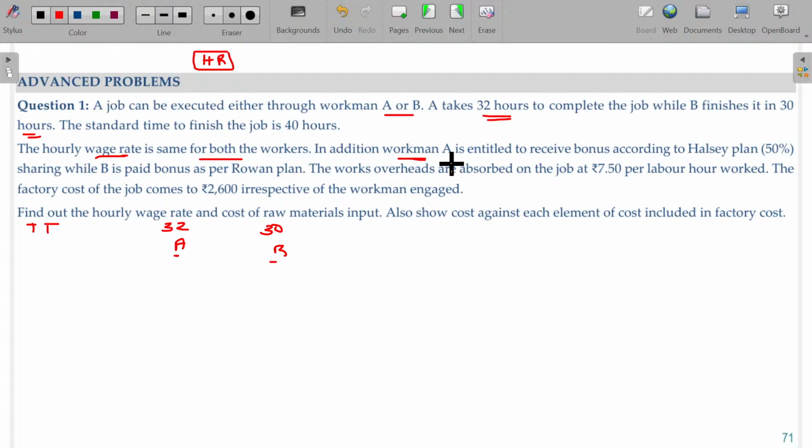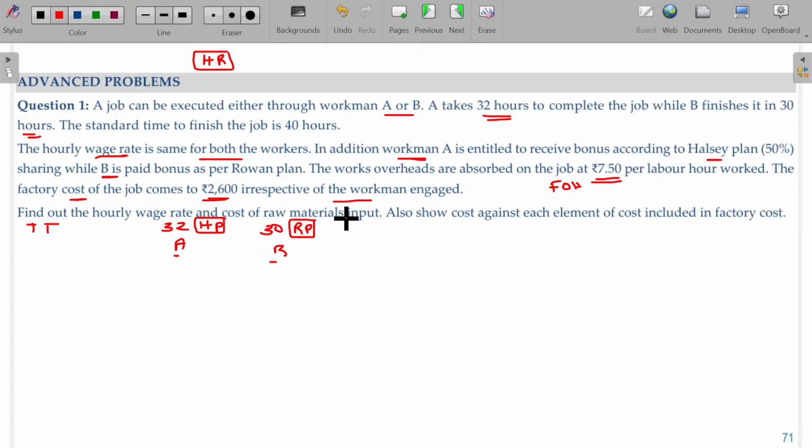In addition, worker A is entitled to receive bonus according to Halsey plan, 50% scheme, while B is paid bonus as per Rowan plan. The works overhead is absorbed on the job at rupees 7.5 per labor hour. The factory cost of the job comes to rupees 2,600 irrespective of the workman engaged.